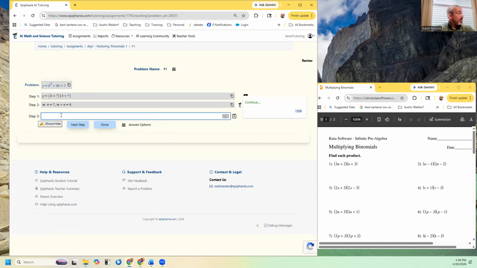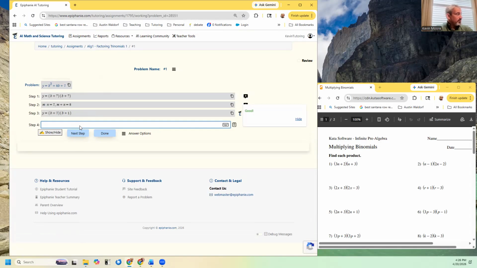It's not the next step. This is the next step, however. It's y equals b plus 7 times b plus 1. And it'll check that I got that right. There it is. Eventually, we're going to check some of this scratch work to see how you do with this and if you're doing things that make sense. But for now, it's just a way for you to enter your steps where this isn't really the full next step of what you're doing, but it's something you can put in as scratch work. And you can continue with these.